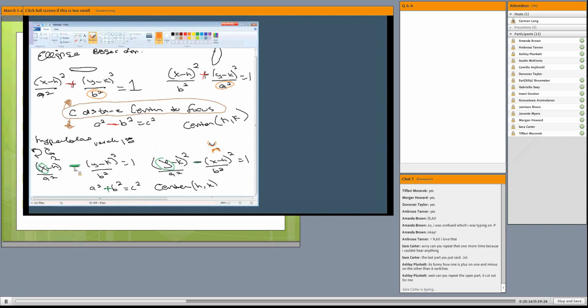With ellipses, the bigger denominator, oh, I did that wrong. I didn't mean to circle this down here. That's not it. A is bigger, not B. Sorry. Fix that. This is what's bigger. In ellipses, the bigger denominator is under the x, so we know it's an ellipse that opens this way, and the A is bigger, so this one opens this way.